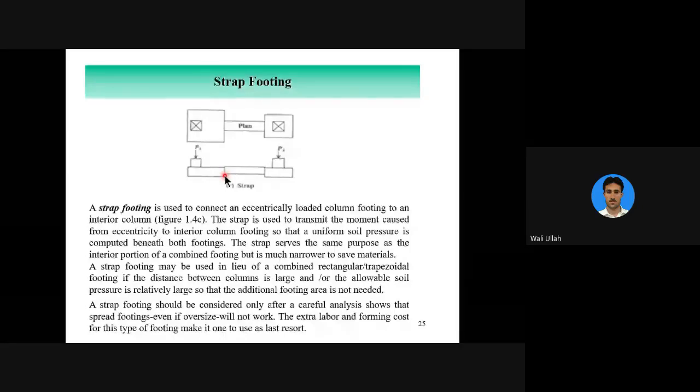Remember that this beam is above the ground, so that it does not transfer stresses to the soil. Rather, it only takes the bending moments from eccentric loading.